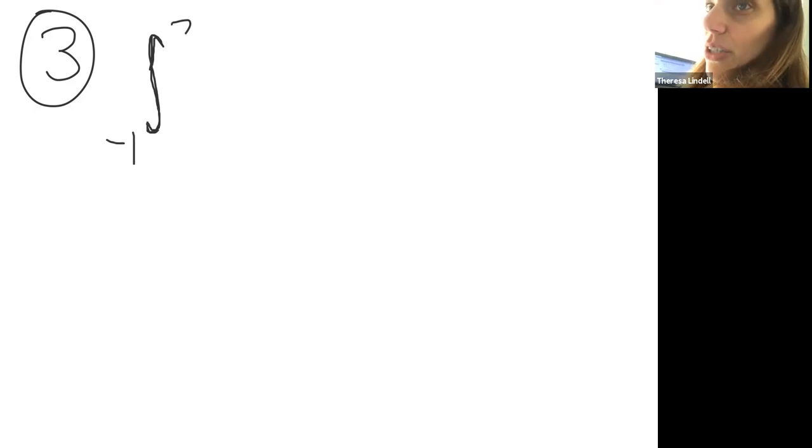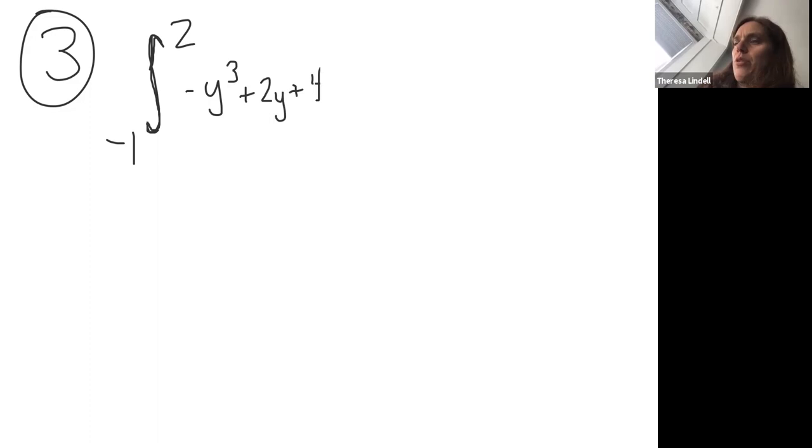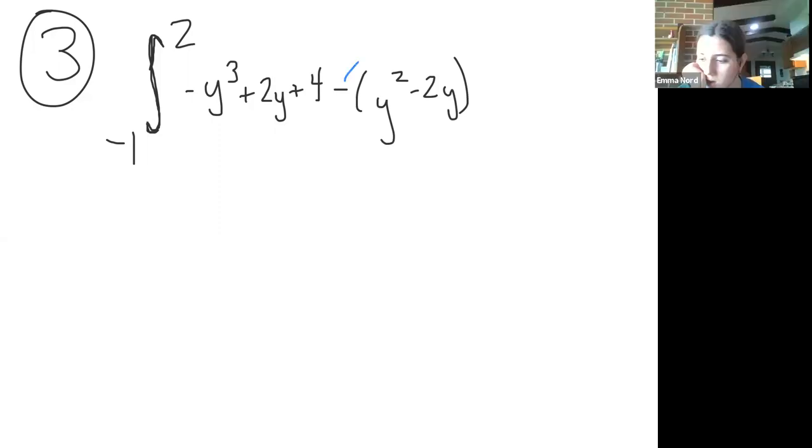Negative 1 to 2. Yes, because it's a y integration on this one as well, right? Because it's in terms of x by itself, so we have the equations with y in them. And so it's negative 1 to 2, good. And then it's negative y cubed plus 2y plus 4. And then you got to subtract out the y squared minus 2y. Is that okay? So is that the setup that you had, Emma? Yeah.